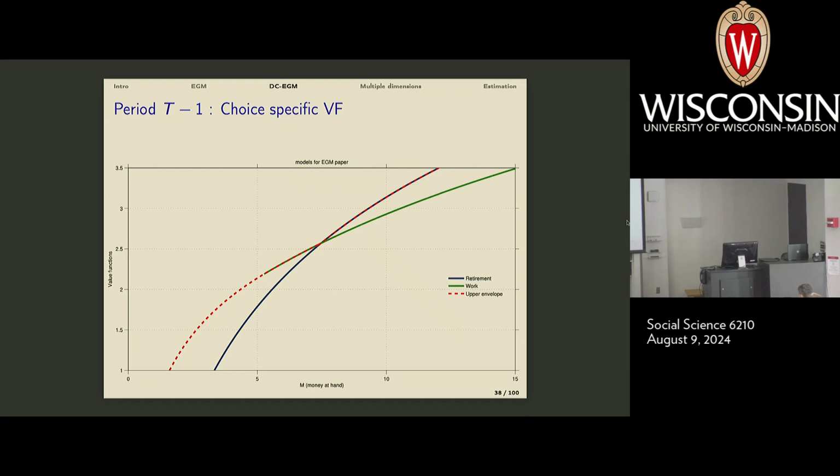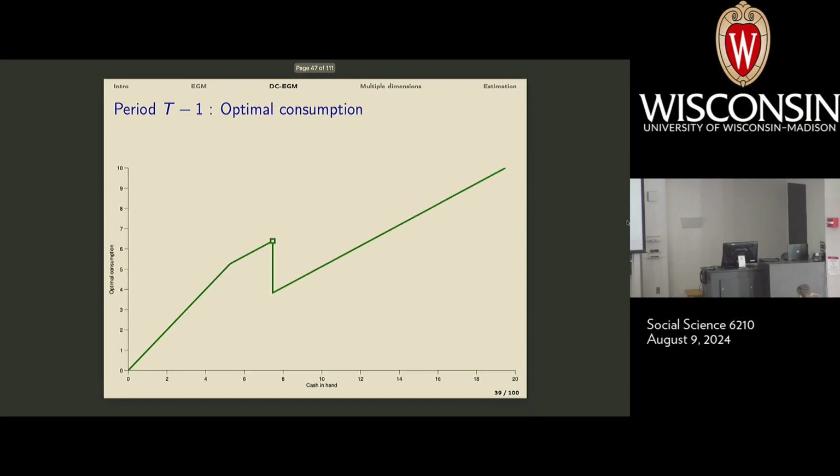But remember, this is a dynamic problem. This value will feed into my optimization problem in the previous time period. And now that implies that my previous time period optimization problem is not convex anymore. Okay, and that's going to cause a lot of trouble.